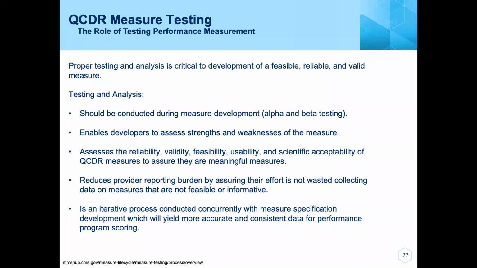Proper testing and analysis is critical to development of a feasible, reliable, and valid measure. Testing and analysis should be conducted during measure development, the alpha and beta testing. Testing and analysis enables developers to assess the strengths and weaknesses of the measure and then address those. It assesses the reliability and validity, feasibility, and usability of the QCDR measure. The scientific acceptability of the measure is that reliability and validity testing.